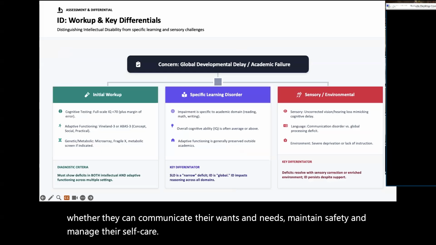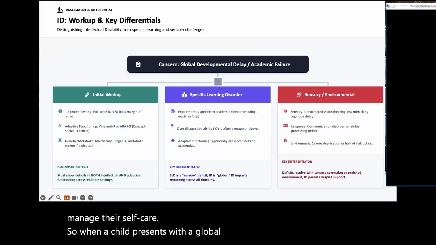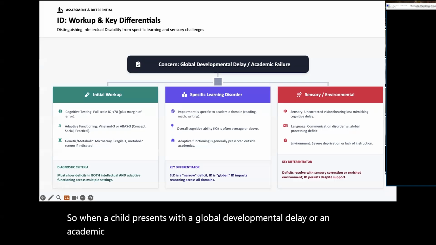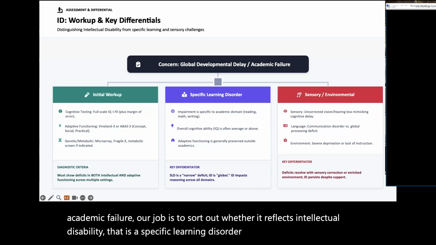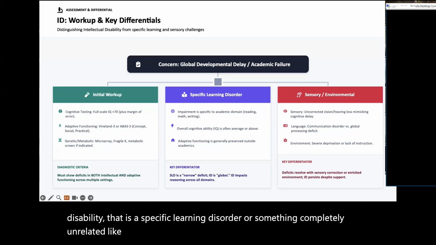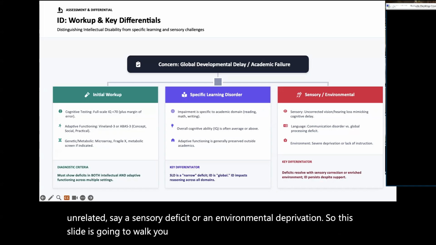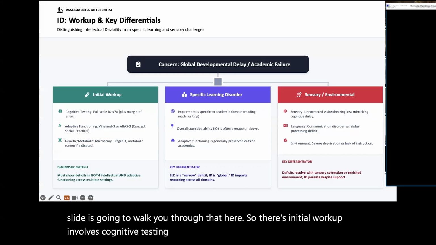So when a child presents with a global developmental delay or an academic failure, our job is to sort out whether it reflects intellectual disability, a specific learning disorder, or something completely unrelated, like say a sensory deficit or an environmental deprivation. This slide's going to walk you through that here. The initial workup involves cognitive testing, right? And the starting point is always a formal cognitive assessment.